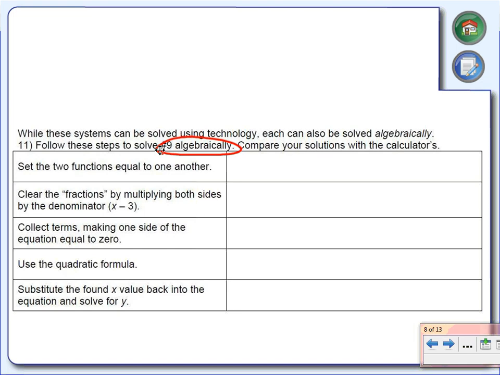The way that works is by setting the 2 functions or the equations equal to one another. To give you an example, if you look at number 9 that we just got through doing, we could work that same problem algebraically simply by taking the 2 equations and setting them equal to each other. So we would end up with 2x minus 6 is equal to 4 over x minus 3. All it is, is the 2 equations, the 2 functions, set equal to each other.